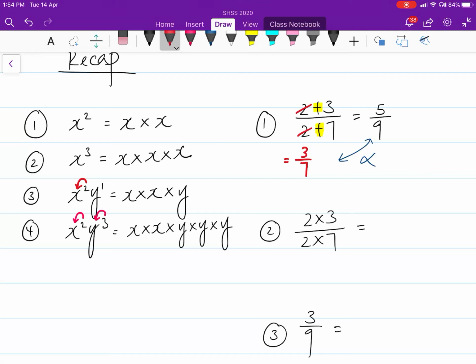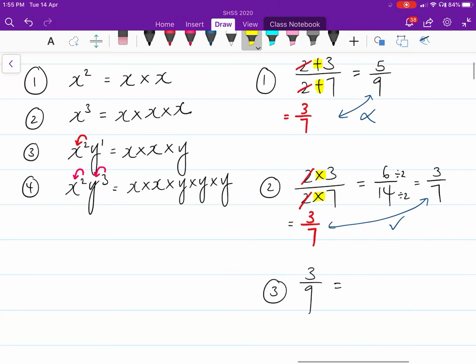If it's 2 times 3 over 2 times 7, can I just cross out the 2 like this? Let's try. That would give me 3 over 7. Let's really go and multiply it. 2 times 3 gives you 6 and 2 times 7 gives you 14. And if I divide by 2 on the numerator and denominator, I get 3 over 7. If you realize, they are the same. If they are the same, I can cancel out if it's connected with a multiply.